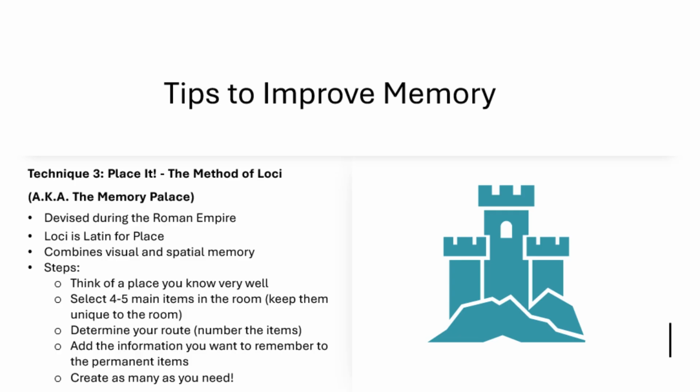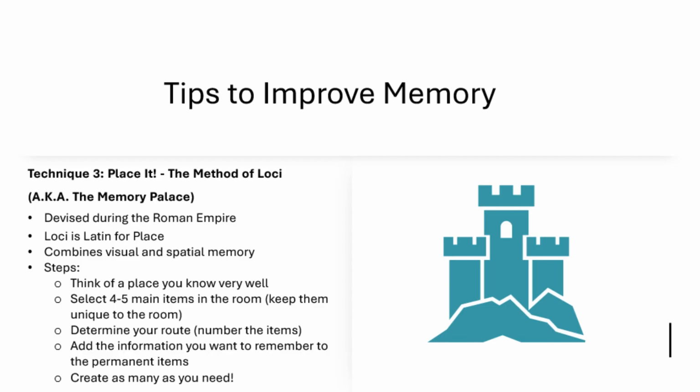Technique 3 is called Place It, or the method of loci. This method is very similar to the chaining method, but it has a special twist. For this technique, the items to be remembered must be linked to specific places in the order that you would visit them. This was devised during the Roman Empire. The method of loci refers to the Latin word for place. This technique combines visual and spatial memory. More recently, it has become known as the memory or the mind palace.